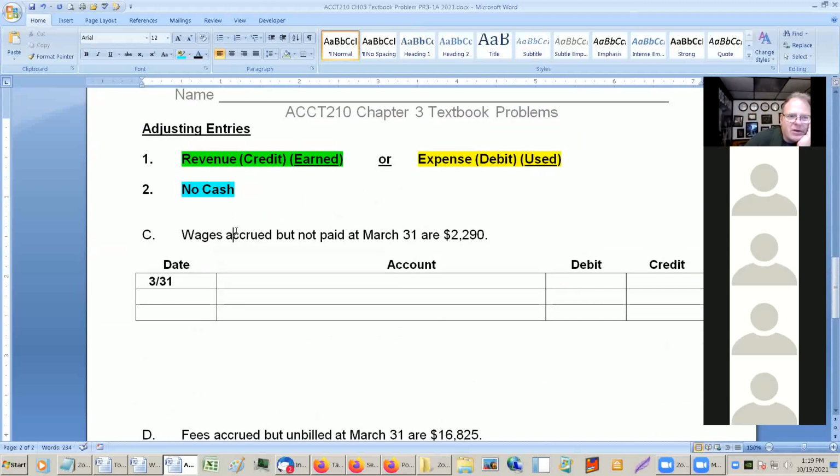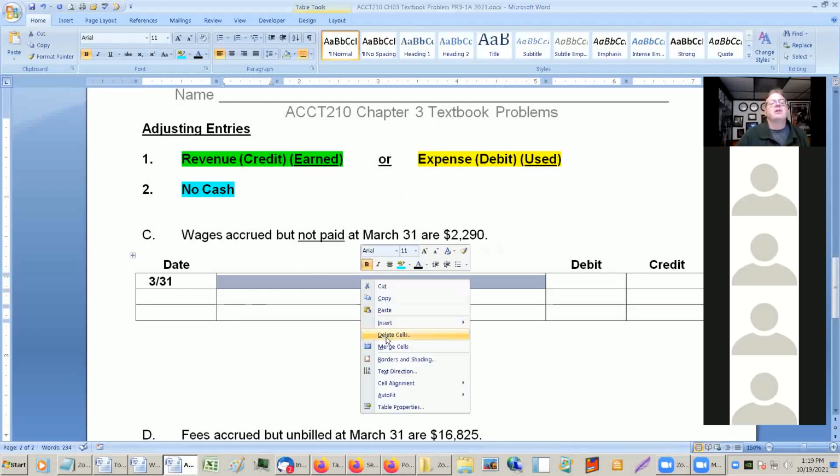Okay, wages accrued but not paid. Okay, so these are wages that we owe. Who do we probably owe these wages to? Workers. We haven't paid them yet. So, well, let's take the easy part. Are we going to be talking about a revenue or an expense? Expense. Yep. Probably something along the lines of wages expense.